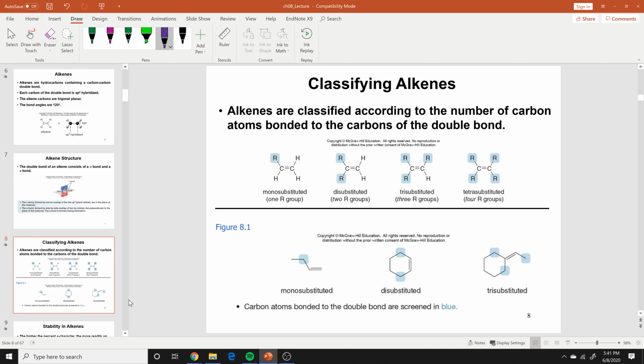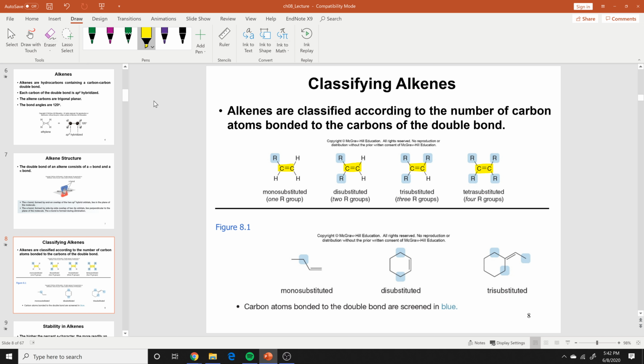When you look at alkenes, they are classified into mono-substituted, di, tri, and tetra-substituted. And this is basically based on how many R groups are attached to the alkene backbone. So you do have, this is the alkene. See how I am highlighting the alkene over here? So this is the alkene.